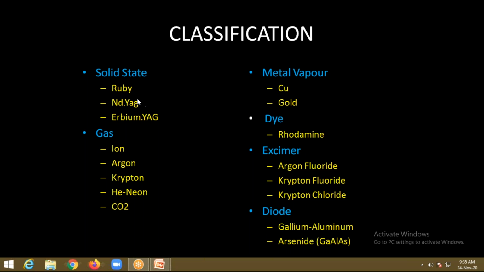Suppose you are making an opening in the posterior capsule of the lens, then you use ND YAG laser. If you want to burn the retina, you use argon laser. So different types of lasers have different applications. Diode laser is nothing but a gallium and aluminium combination. Arsenide laser is also an example of diode laser. So these are the different types of lasers we come across.